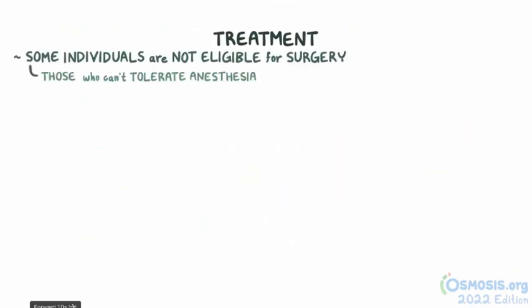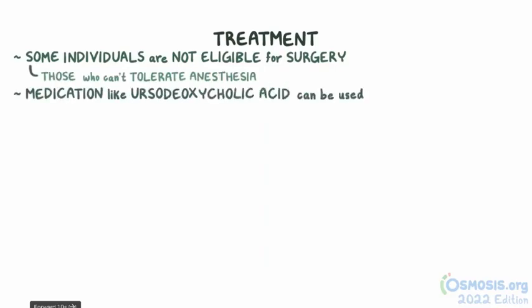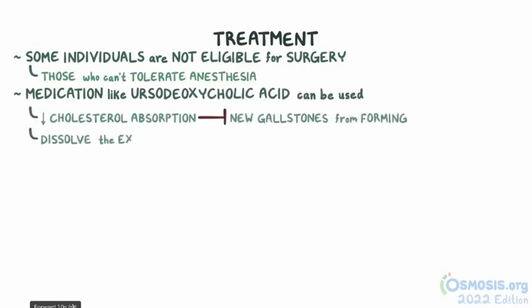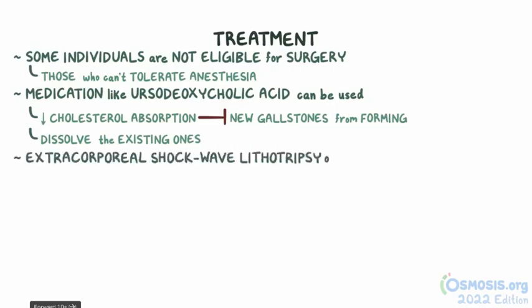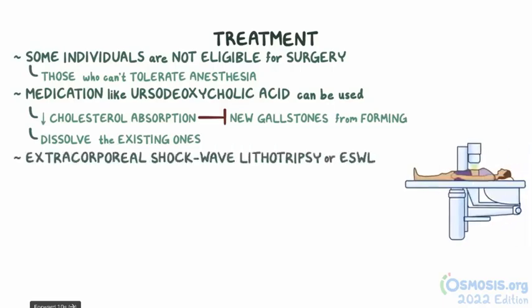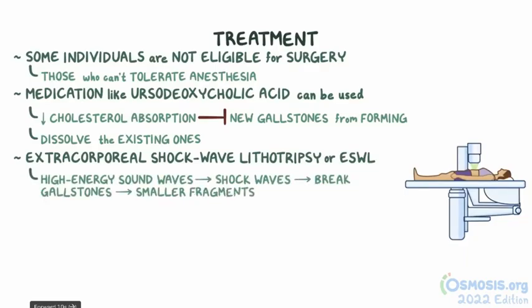In that situation, a medication like ursodeoxycholic acid can be used. Ursodeoxycholic acid decreases cholesterol absorption, and that prevents new gallstones from forming, as well as dissolves the existing ones. Another option for those who don't have a cholecystectomy is a technique called extracorporeal shockwave lithotripsy, or ESWL. ESWL is a machine that uses high-energy sound waves that produce shock waves to break gallstones into smaller fragments, which can then be dissolved in the bile.